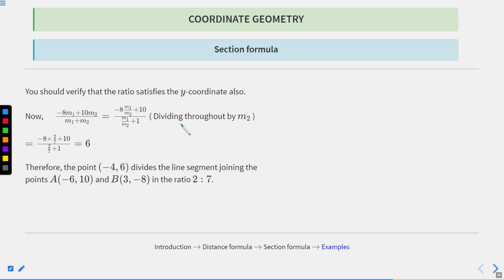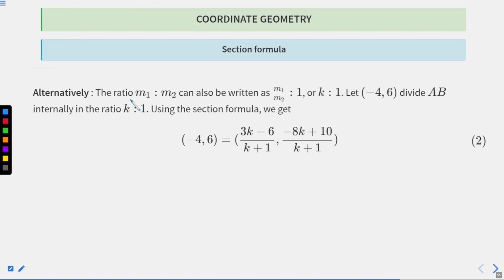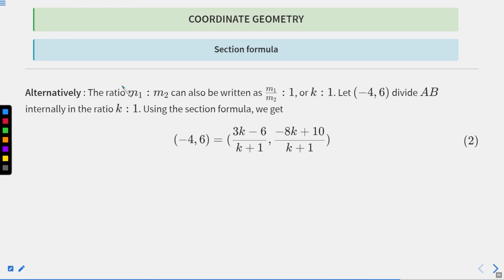Okay, and here the value of m1 by m2 is equal to 2 by 7, and if we put this, then we'll get this is equal to 6. So verify it. Okay, so now alternatively we can solve this way.